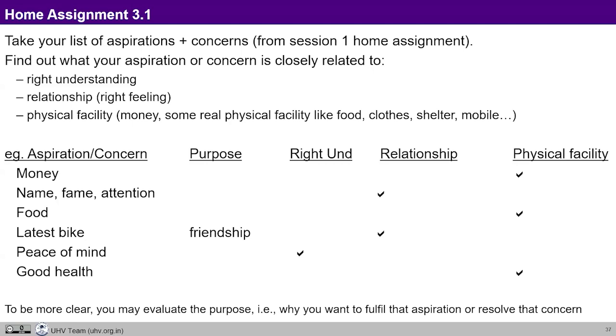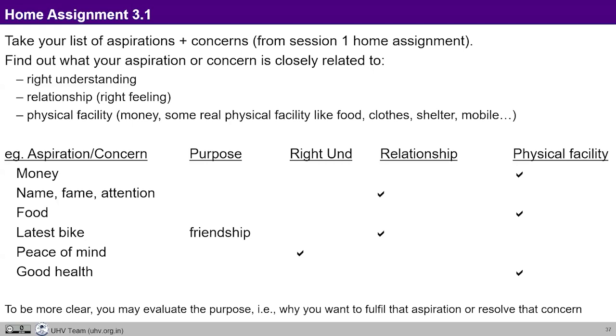Now, for this exercise, we need to have clarity. It may appear at times that the same aspiration is connected to all these: right understanding as well as relationship as well as physical facility. Then two things we have to look into. One is the purpose, right? And while looking into the purpose, we can see to which of these it is closely related. Okay, and this may vary from person to person.